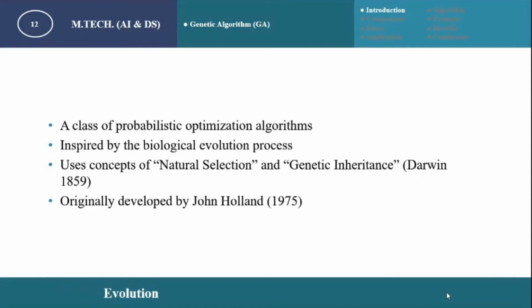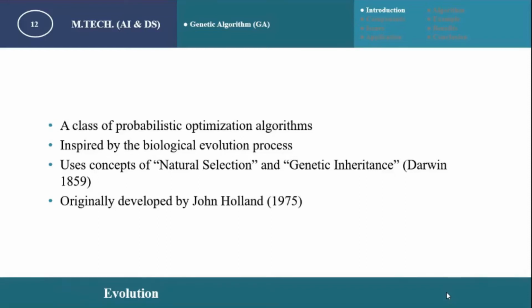So actually, genetic algorithm is not just an algorithm; it is a class of probabilistic optimization algorithms, which is used to solve hard problems. Hard in the sense that they cannot be solved optimally, that is, we cannot get the optimal solution in a short span of time using the conventional optimization methods. So in order to solve these sort of problems, this genetic algorithm is used.